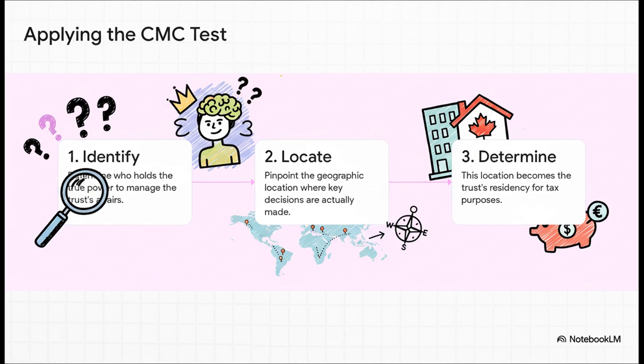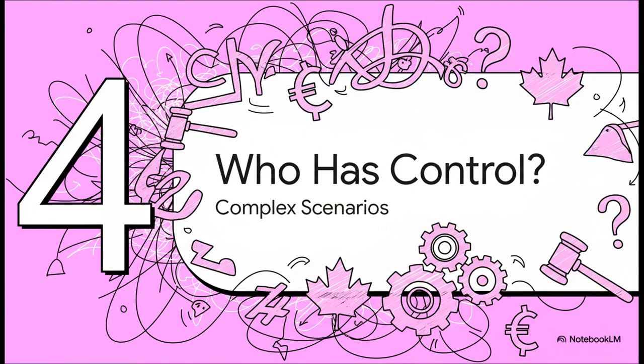And step 3, that location becomes the trust's residency. It sounds pretty straightforward, right? But as we're about to see, the real world is often a lot messier. And that brings us right into our fourth section, where we get to explore those messy, complex situations. What happens when it's not so obvious who's in charge?